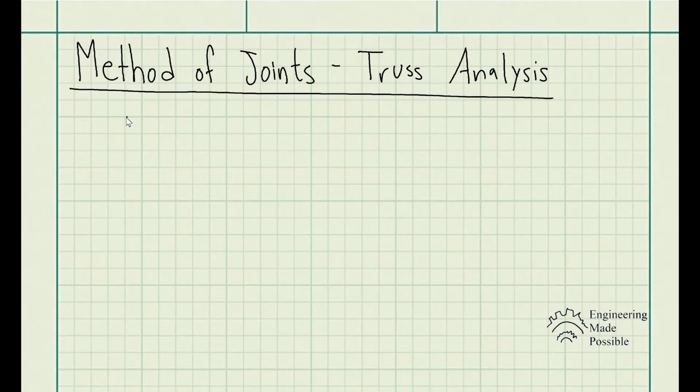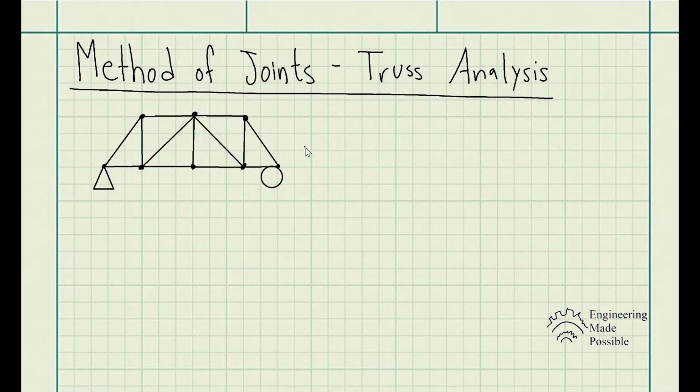So today we'll be going over the method of joints, and this method is utilized when analyzing truss structures. And so, first off, what exactly is a truss? A truss is nothing more than slender members connected at their joints. In this case, at each of their ends, you have a slender member connecting to one another, and this is what's known as a truss.